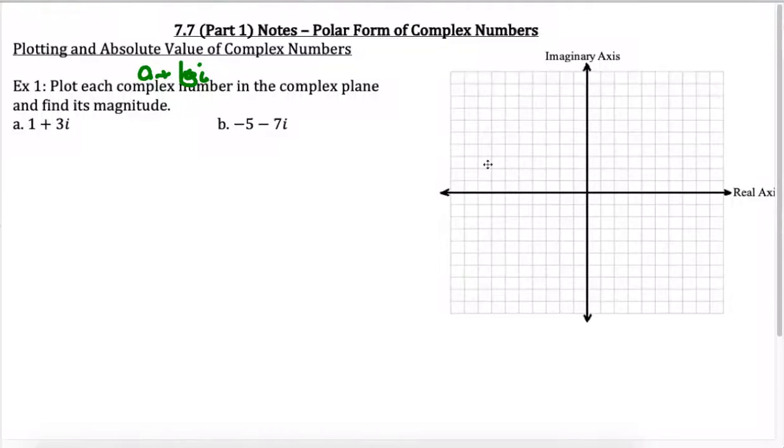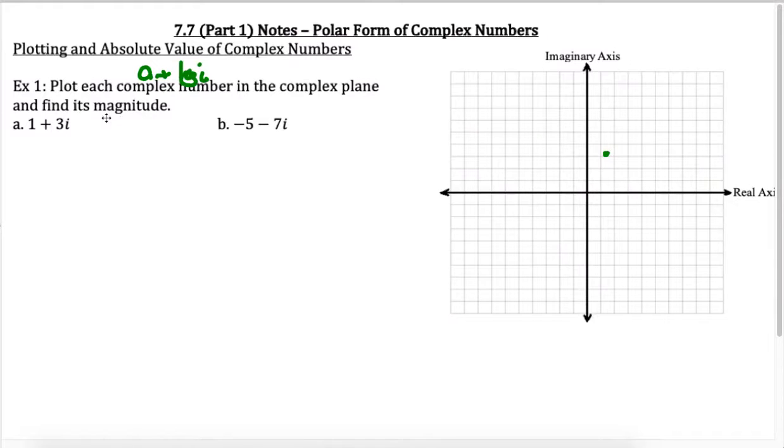So we can plot them in the complex plane, right? If we say that this axis is the real axis and this axis is the imaginary axis, plotting these numbers would be very similar to plotting the point 1, 3. So the real portion of this first number is 1, and the imaginary portion is 3. Okay, so right about there at 1, 3.